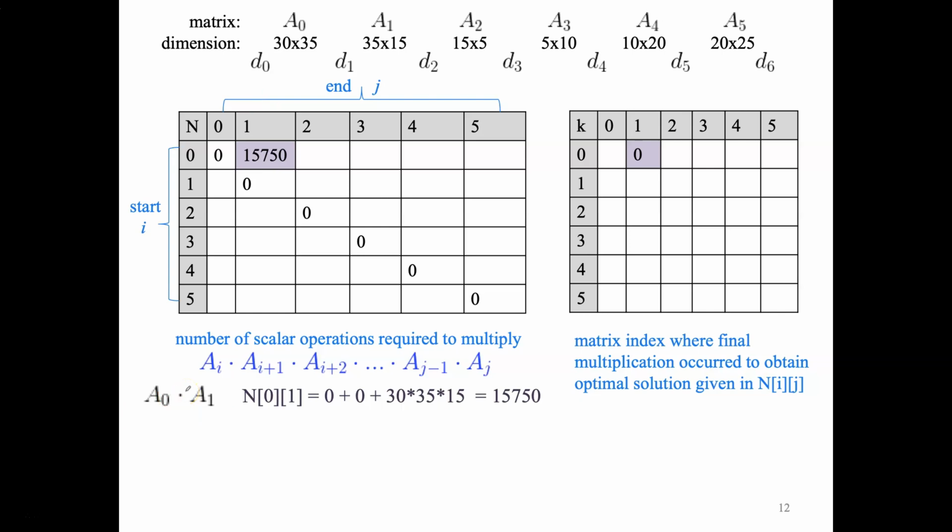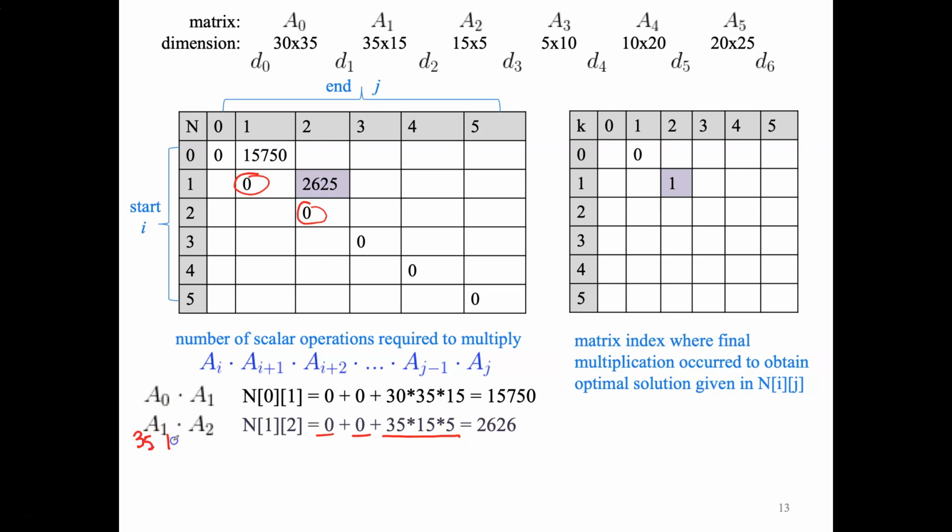Okay, now for the next cell. So now this is starting at A sub 1 and going all the way up until A sub 2. So we're just multiplying A sub 1 times A sub 2. And again, we have the cost to form the left matrix, which was nothing, the cost to form the right matrix, which didn't cost us anything, plus the product of their dimensions. A sub 1, we are given, is a 35 by 15 matrix, and A sub 2 is a 15 by 5 matrix.